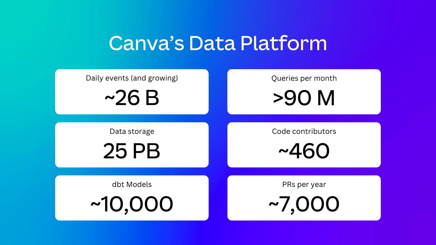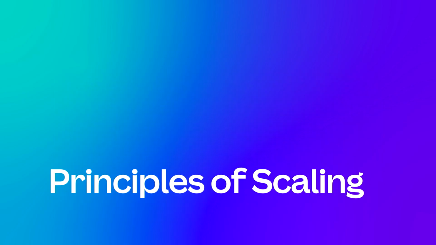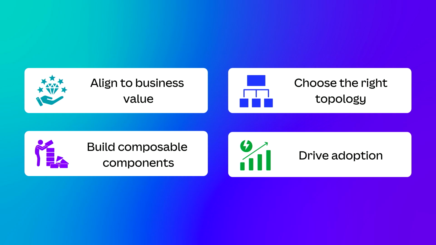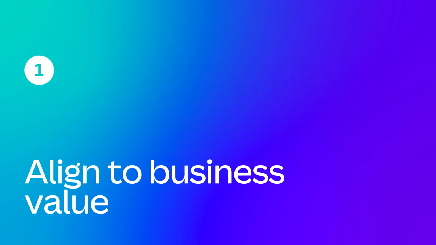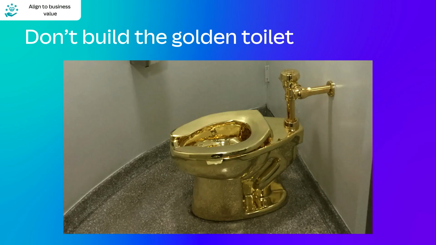We have 460 code contributors to our platform, meaning that we have data scientists, machine learning engineers, data engineers, lots of different people trying to build use cases on top of the platform. And we house something like 10,000 different data assets on the platform today. So lots going on, and because of the velocity and the scale that we're operating at, we have lots of problems with scale. I want to share with you 4 different lessons I've learned on scale and how we got our platform to where it is today. So the first lesson I've learned is to align our platform to business value.